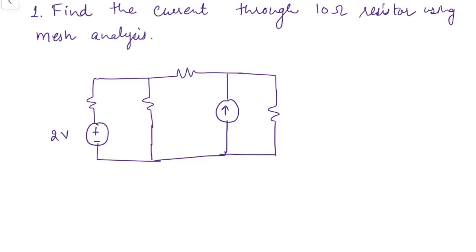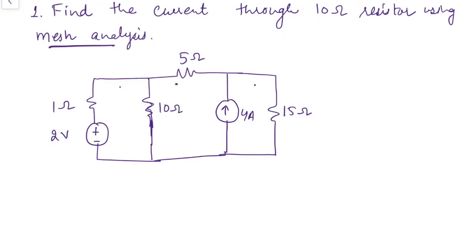The voltage source is of 2 volts, 1 ohm resistance, 10 ohm resistance, 5 ohm resistance, 15 ohm resistance, and current source is supplying 4 ampere current, and we are interested in finding out the current through this 10 ohm resistance using mesh analysis. So our first step is we need to identify how many meshes are there. So clearly we have 3 meshes, first, second and third.